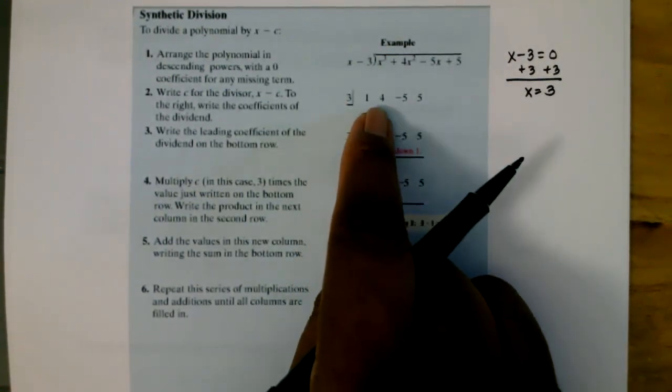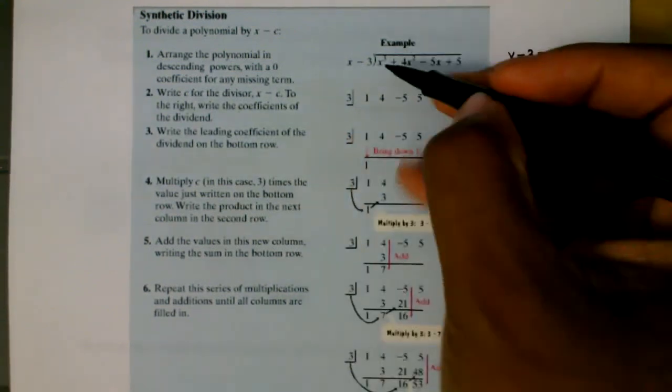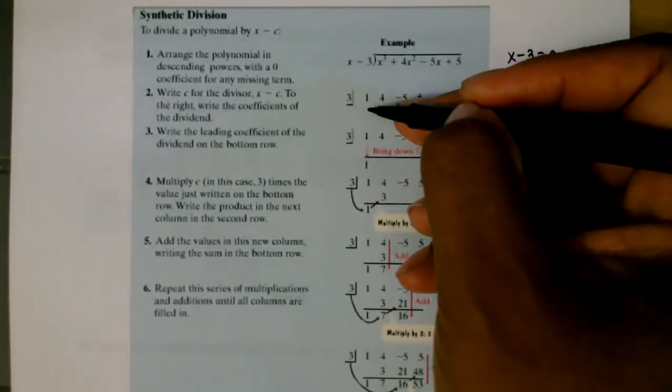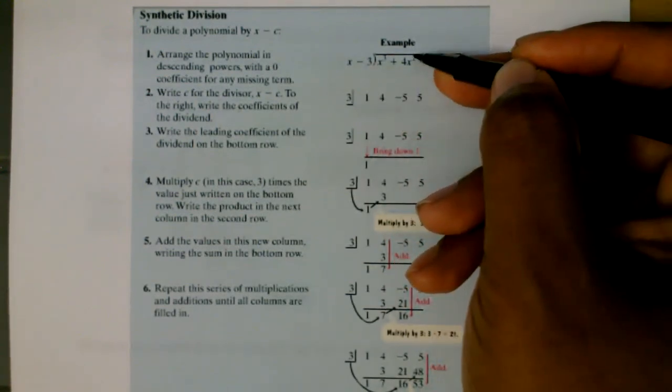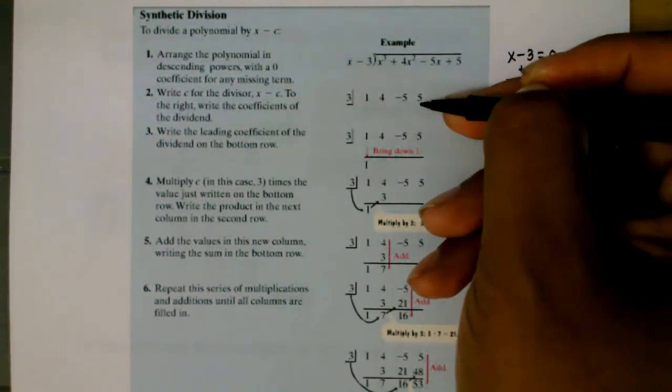And then you're going to write the coefficients of the dividend. Like for x cubed, that coefficient is the understood 1. For x squared is 4. For x is negative 5. And the constant is 5.